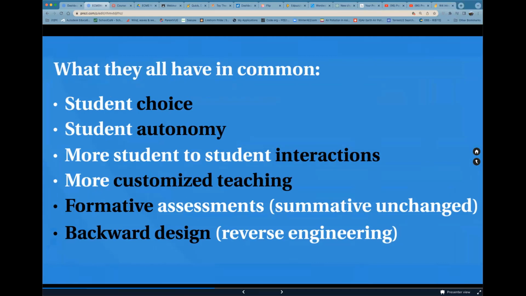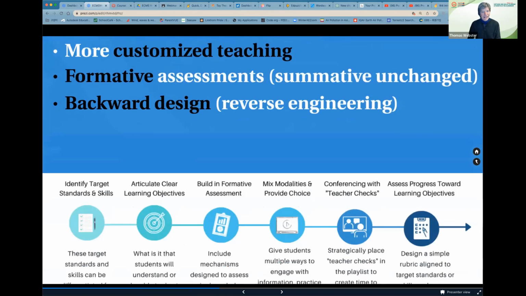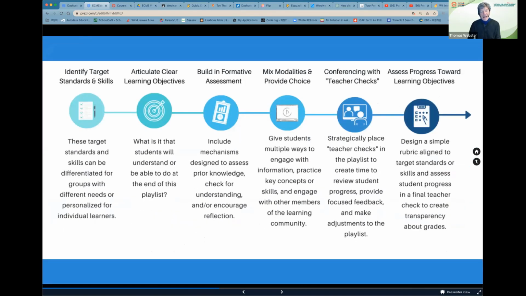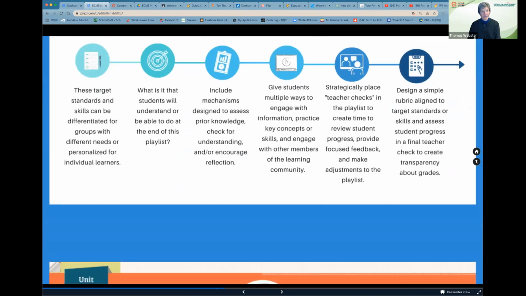Choice, autonomy, interactions, customizing, formative assessments. And you do it all through backward design, where you start with your goals and aims, your outcomes, as we say, and you work backwards and design everything and then frame it within one of those 4 methods. And I went over that. Here's some more details about how to do backward design and design your lessons correctly that way.